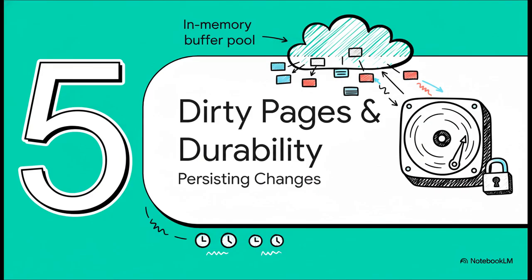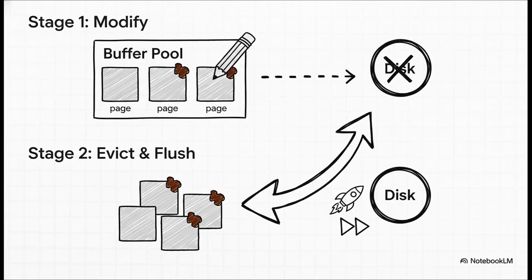We're getting there. But we've only talked about reading data. What happens when a thread actually changes a page in memory? We need a rock-solid way to track these modifications and make sure they get back to disk safely without losing data. For this, we use what's called a write-back caching policy.